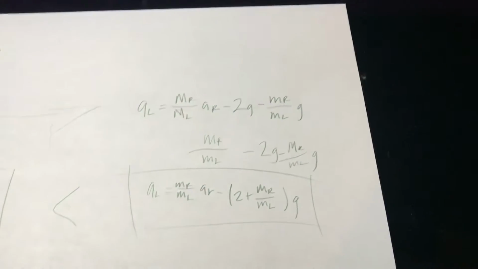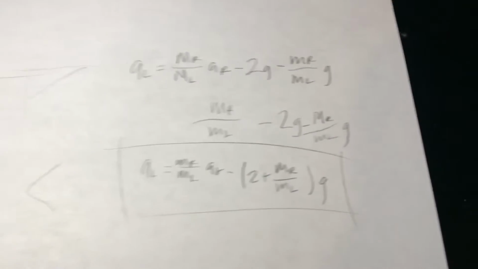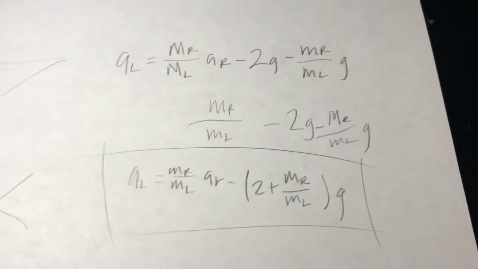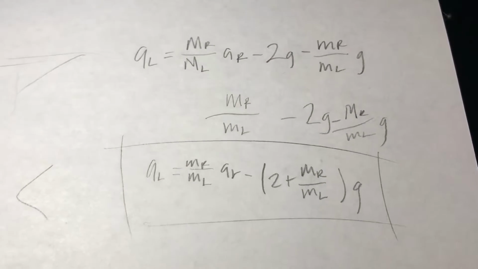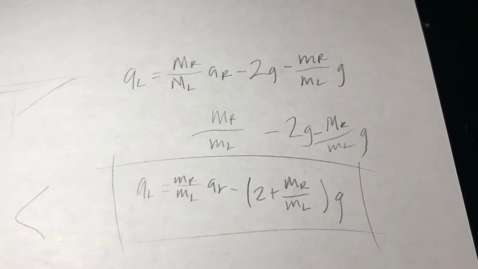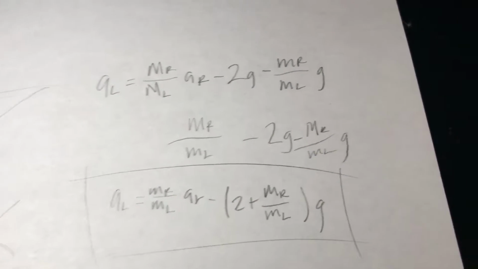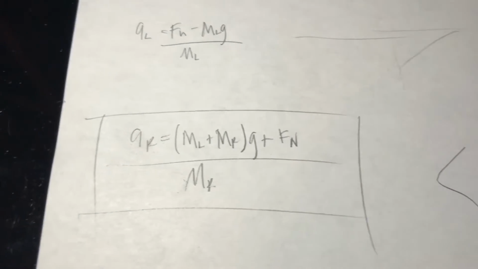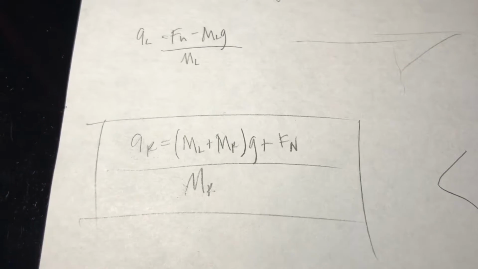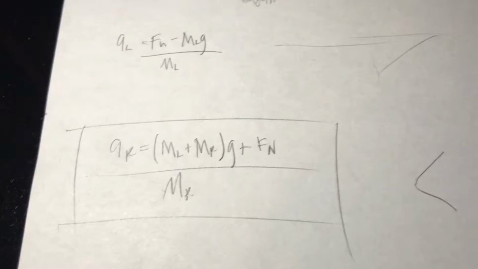And then you do some equating, some deriving, and the acceleration of Legolas becomes the mass of the Rock over the mass of Legolas times the acceleration of the Rock, minus 2, plus the mass of the Rock over the mass of Legolas times gravity. And the acceleration of the Rock is the mass of Legolas plus the mass of the Rock times g plus the normal force over the mass of the Rock.